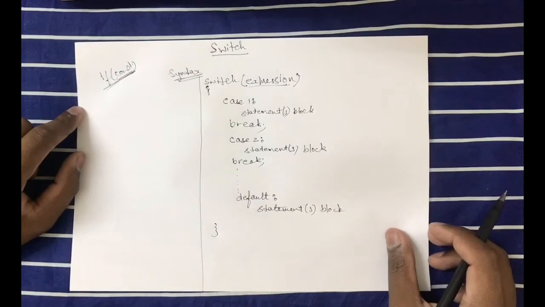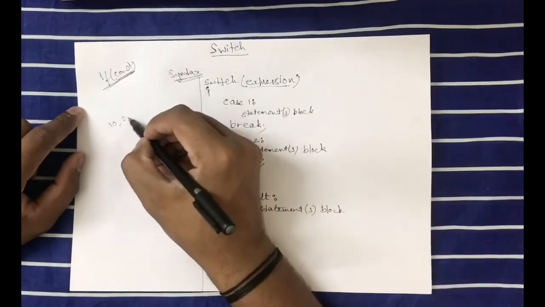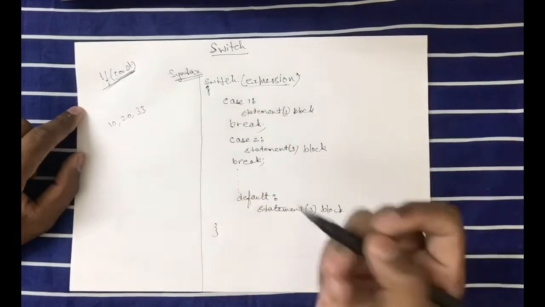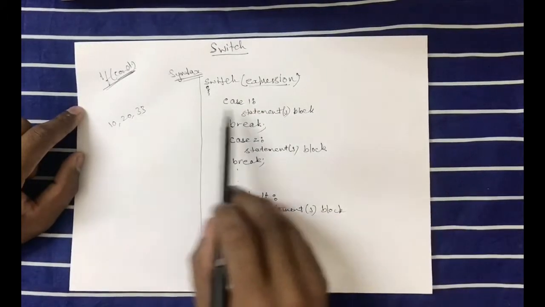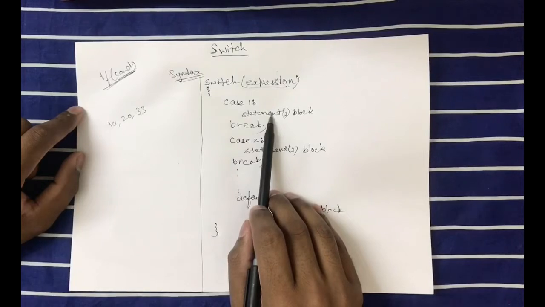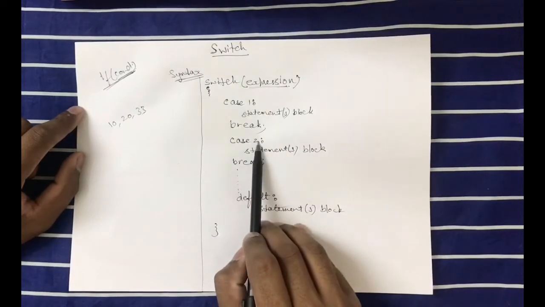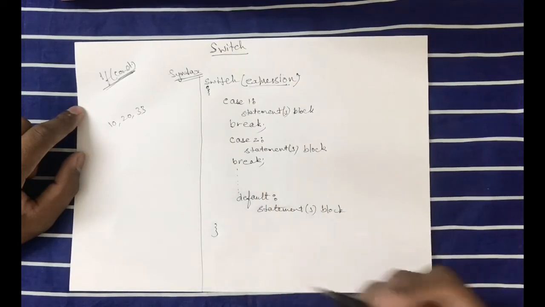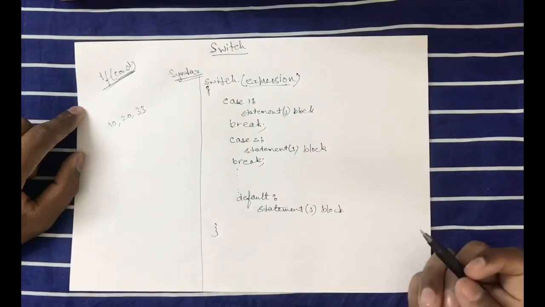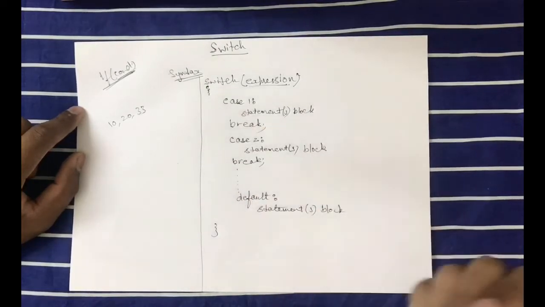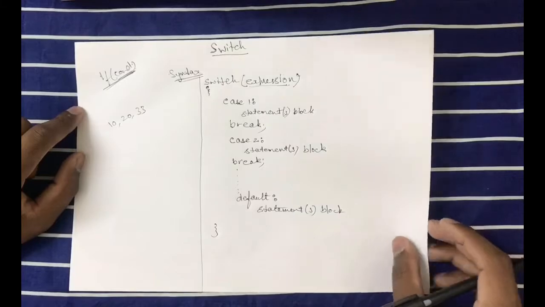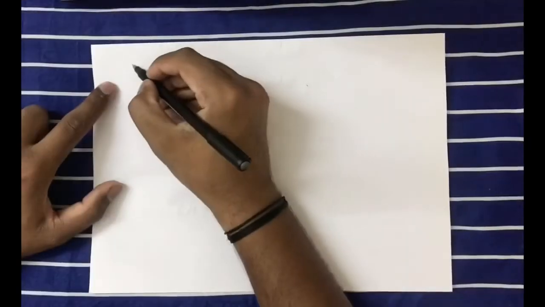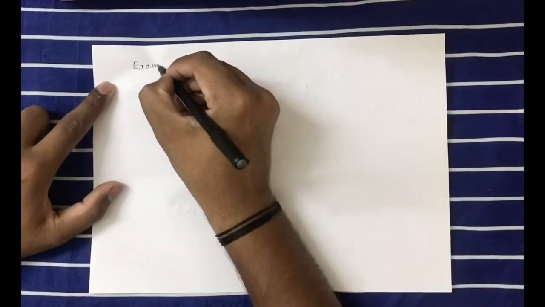In if-else we did an example of 10, 20 and 33. If user gives 10, I just want to print value equals to 10. If user gives 20, I just want to print value equals to 20. And if user gives 33, I just want to print value equals to 33. So we made that program in if-else. Now we are going to do the same program in switch. So let us see the example of this switch.